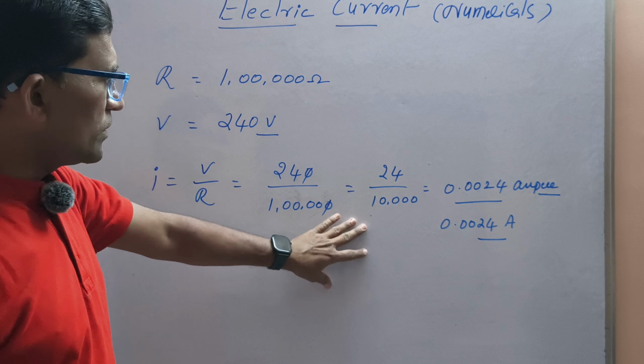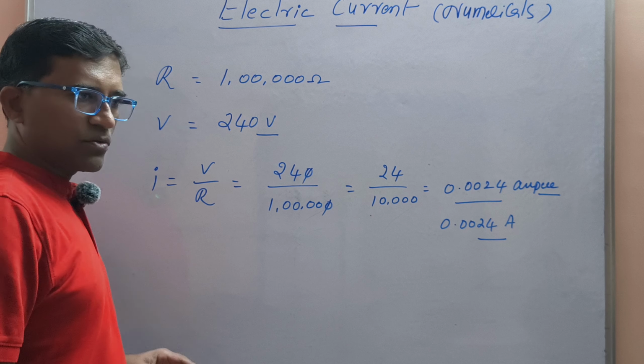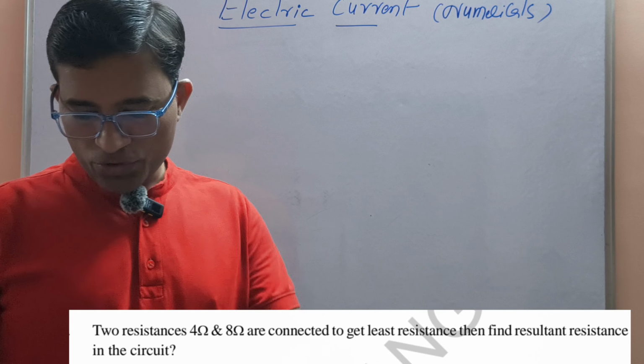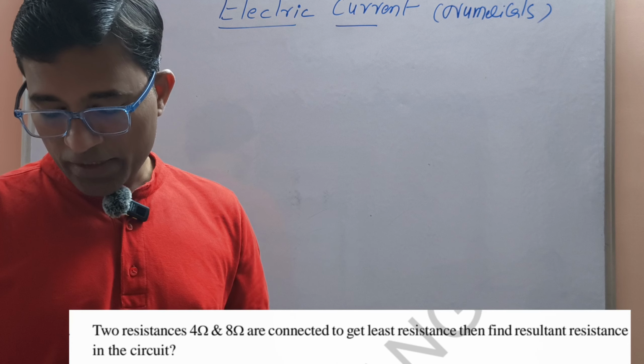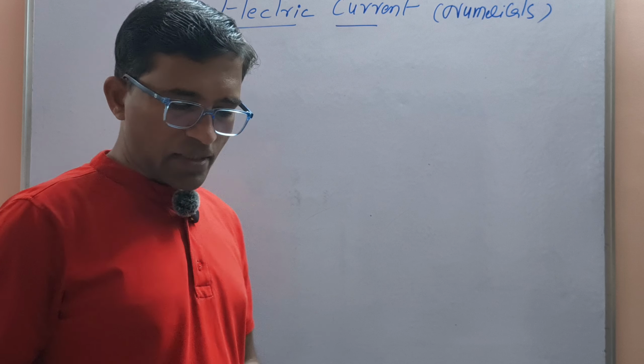I hope you understood this problem. Very easy. Please make sure to copy this also. Two resistors, 4 ohm and 8 ohm, are connected to get the least resistance. Then find the resultant resistance in the circuit. The question is displayed on the screen.